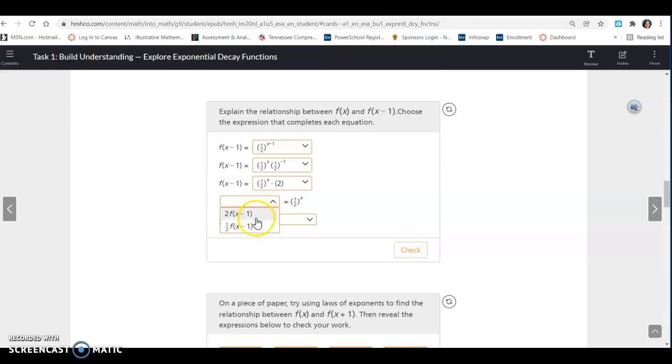And then that is 1/2 f of x minus 1. Remember, we're using the base, and the minus 1 came from the 1/2, half in the value in front of it. And 1/2 f of x minus 1 equals f of x now.